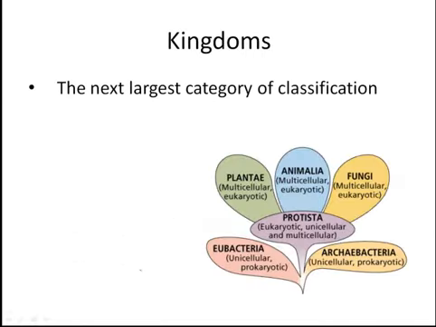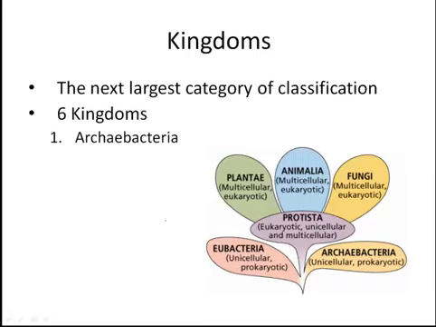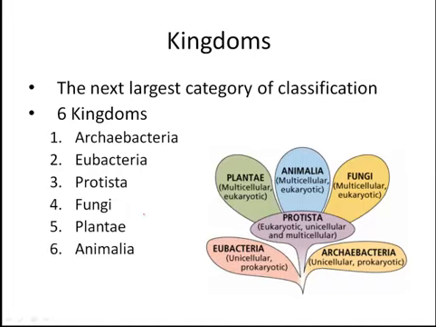Now within the domains we have 6 kingdoms. This is the next largest category of classification. The 6 kingdoms are Archaeobacteria, and that's with the domain Archaea. Eubacteria is with the domain Bacteria. And then there's 4 kingdoms that are part of the domain Eukarya. There's Protista, Fungi, Plantae, and Animalia. And this shows you some of the characteristics they have. Like Animalia are multicellular eukaryotic as well as plants and fungus, but there are other differences between them. And we can see that when we look at big classification.